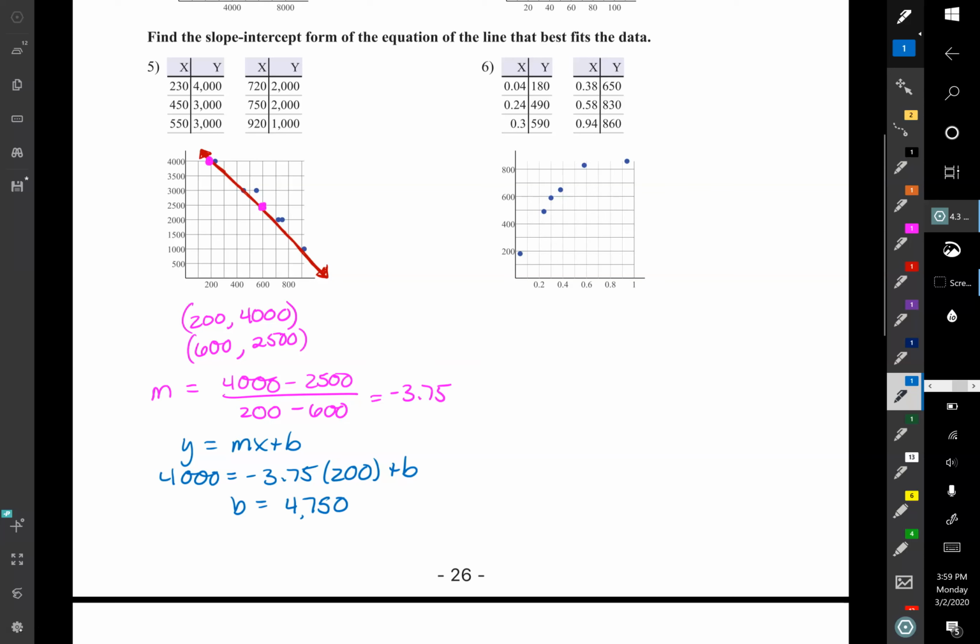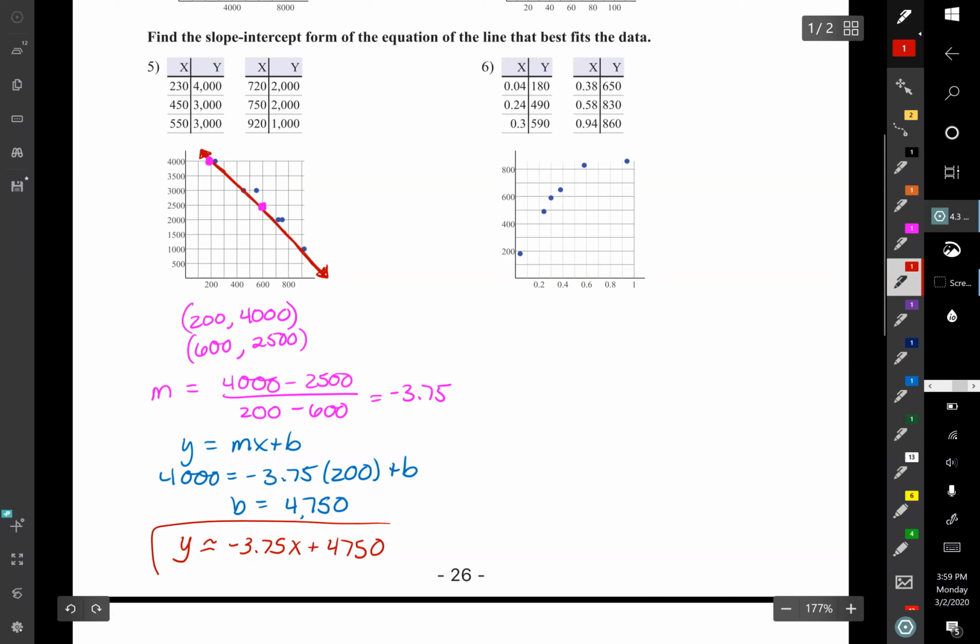So when I write out my answer, I'm going to write it as y is approximately negative 3.75x plus 4,750. Okay, now if I put these values into Desmos, I'm probably going to get a different answer. If you've done yours, you'll probably get a different answer too. So let's take a look at that.